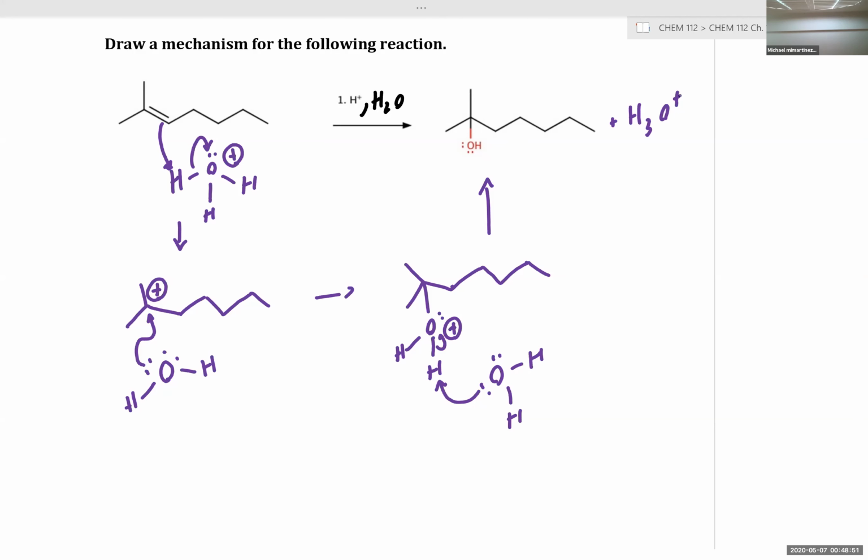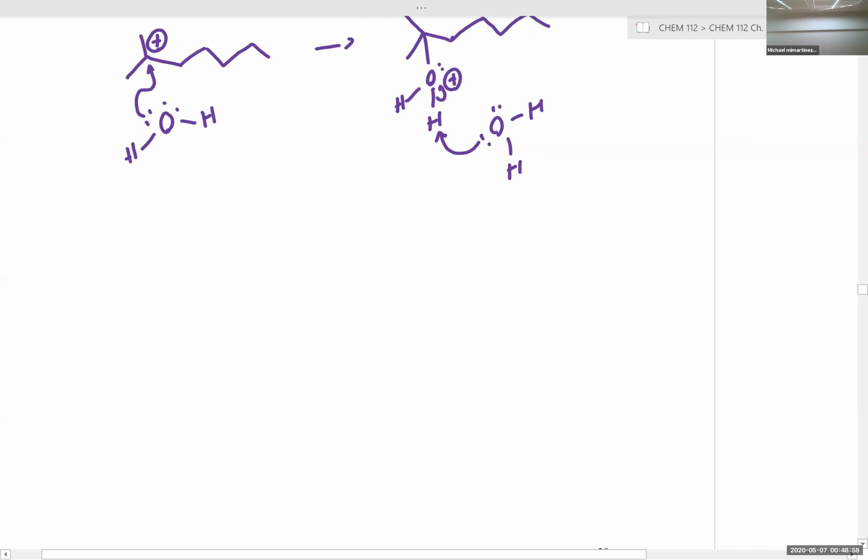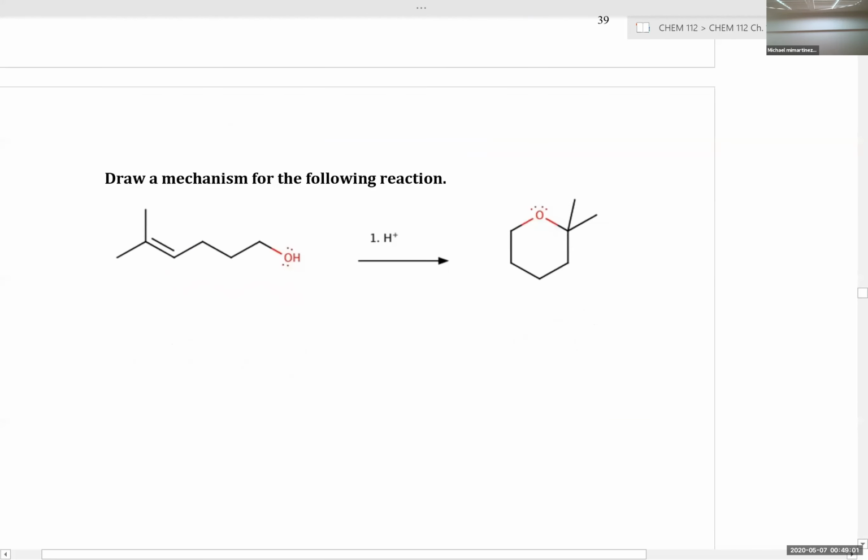Now, let's look at a reaction where instead of dealing with an intermolecular addition, our addition is occurring from an intramolecular perspective. So here we're dealing with just catalytic H+, so no water added. So there's no external nucleophile. And I'd like you to try and draw a mechanism for the following reaction. And we call this an intramolecular reaction.